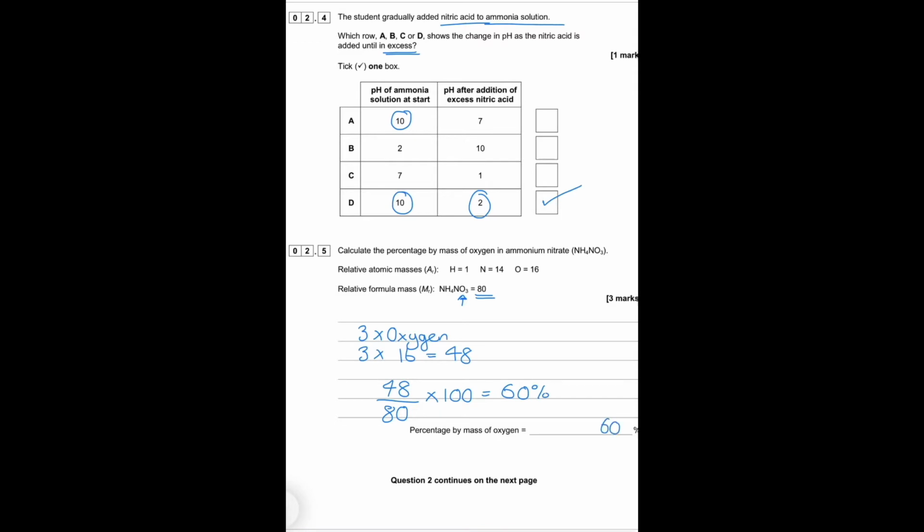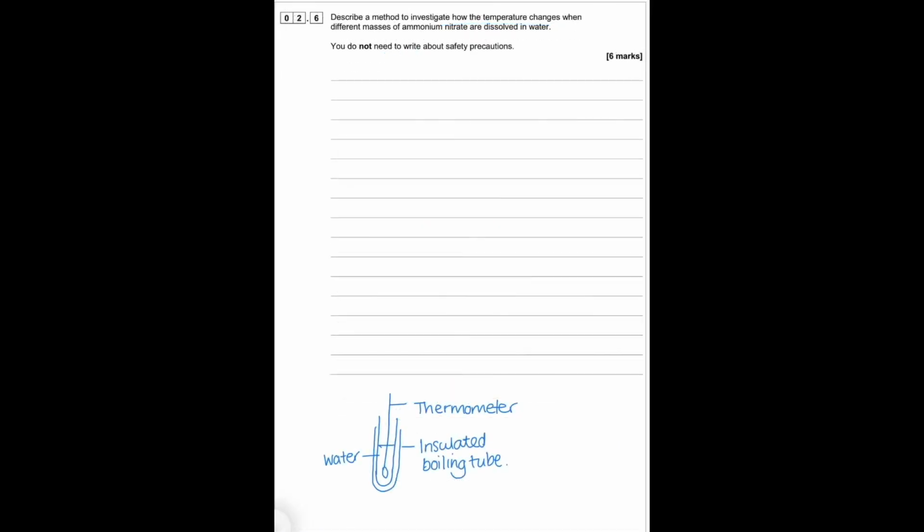So 60% of the oxygen in ammonium nitrate is oxygen. In this question, we are asked to describe a method to investigate how the temperature changes when different masses of ammonia are dissolved in water. Now, I always think it's easier for me to know what I'm doing if I draw myself a little diagram. So when I write my steps, I know exactly what I'm writing.